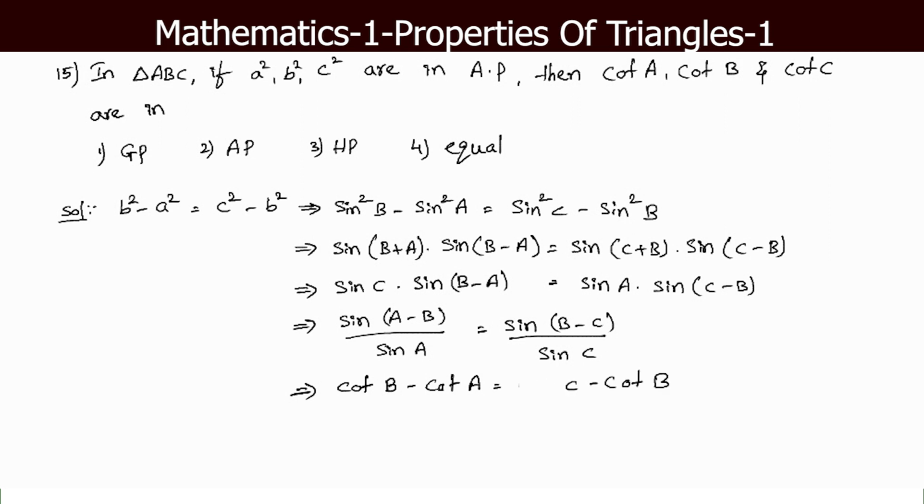So, this shows that if we simplify it, cot b minus cot a is equal to cot c minus cot b. How do you get this one? Sin(a minus b) is sin a cos b minus cos a sin b. Similarly, sin(b minus c) is sin b cos c minus cos b sin c. If you simplify it, you will get cot b minus cot a is equal to cot c minus cot b, or 2 cot b is equal to cot c plus cot a. That means cot a, cot b, cot c are in arithmetic progression. So, the correct option is option number 2.